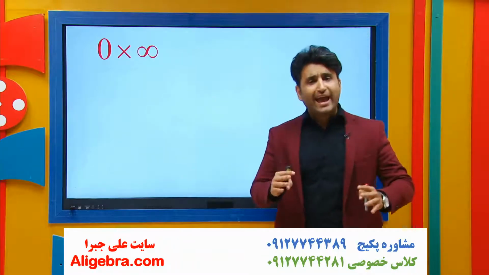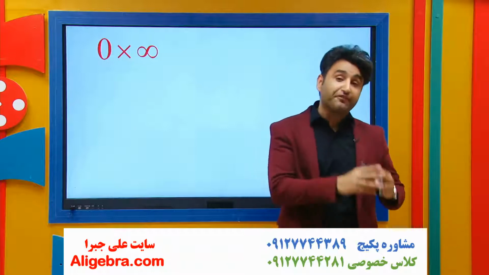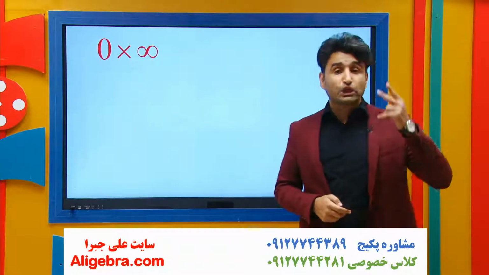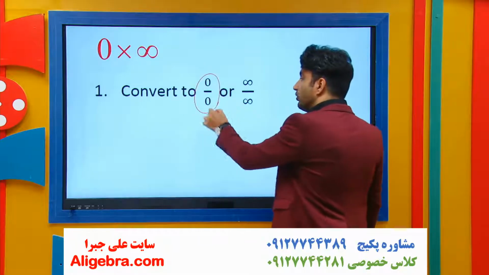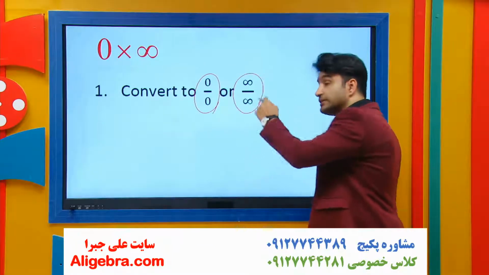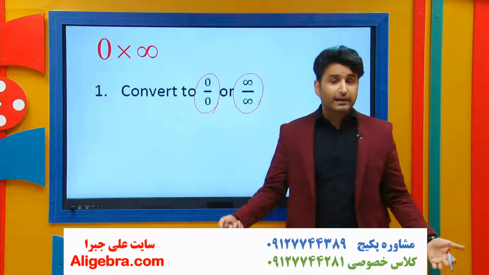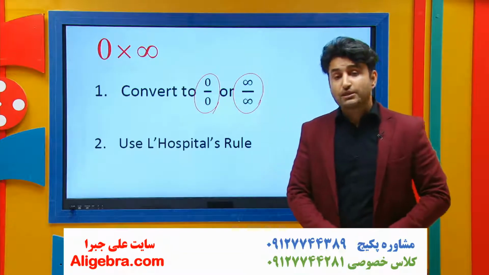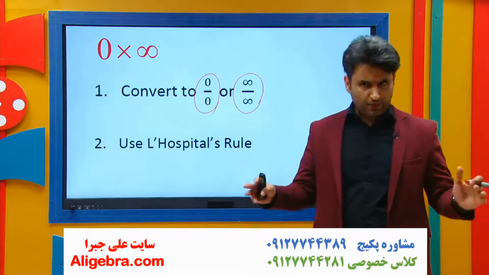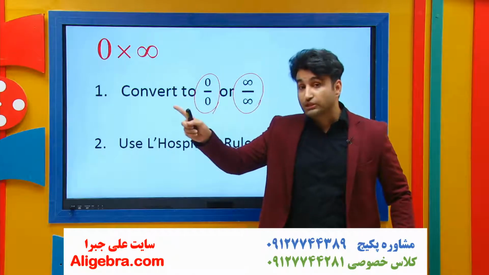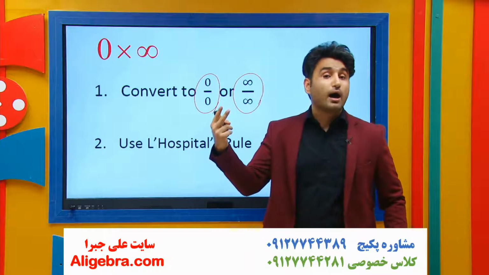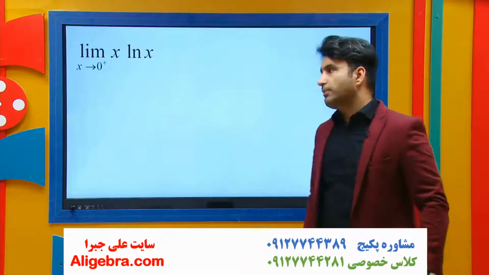To solve any kind of 0 times infinity problems, we should take two steps. Step 1, convert the limit into a 0 over 0 or infinity over infinity problem. And step 2, apply L'Hopital's rule to get your answer. Did you get it? Two steps. Step 1, convert to 0 over 0 or infinity over infinity. And step 2, apply L'Hopital's rule. Let's go to the problem.